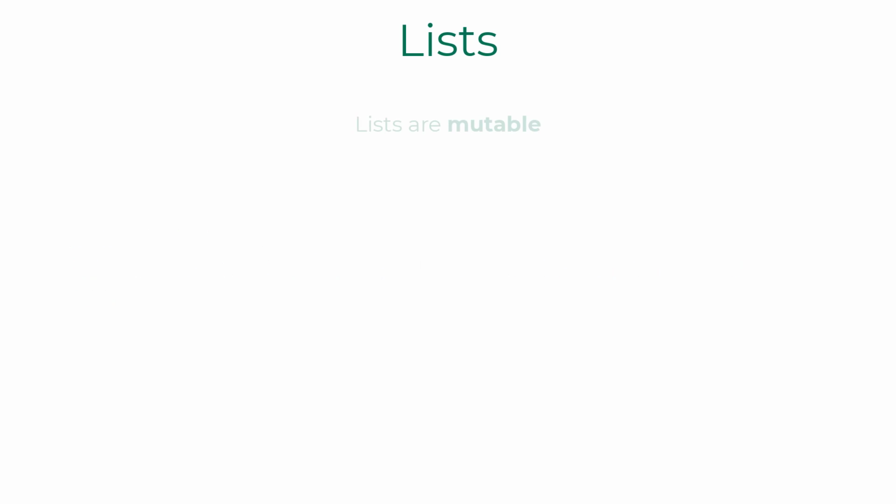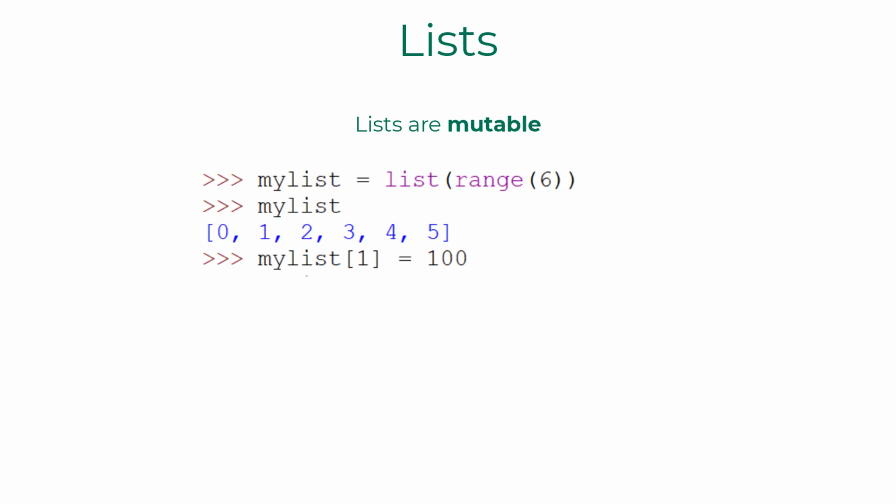Lists are mutable, meaning you can change the elements in the list. Let's see what would happen if I assign the second element of this list with 100. There you go. The second element of the list has been replaced with the value 100.